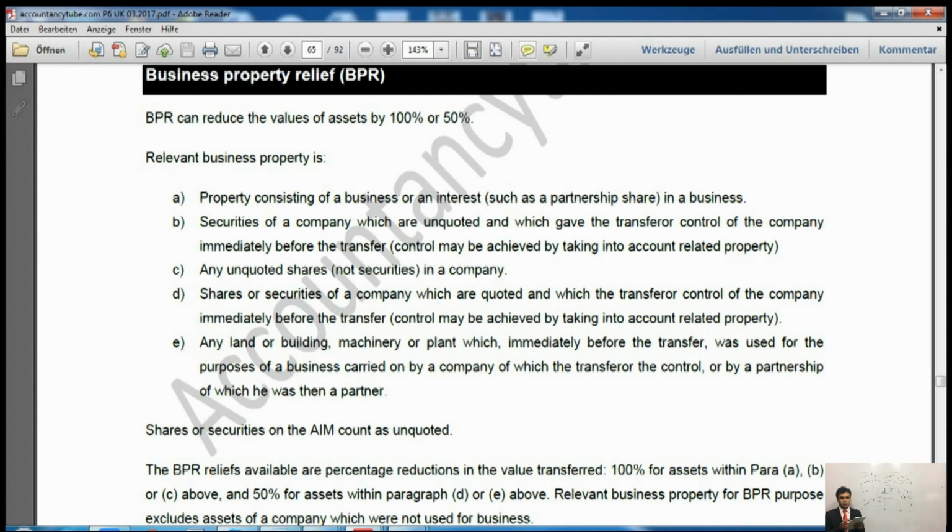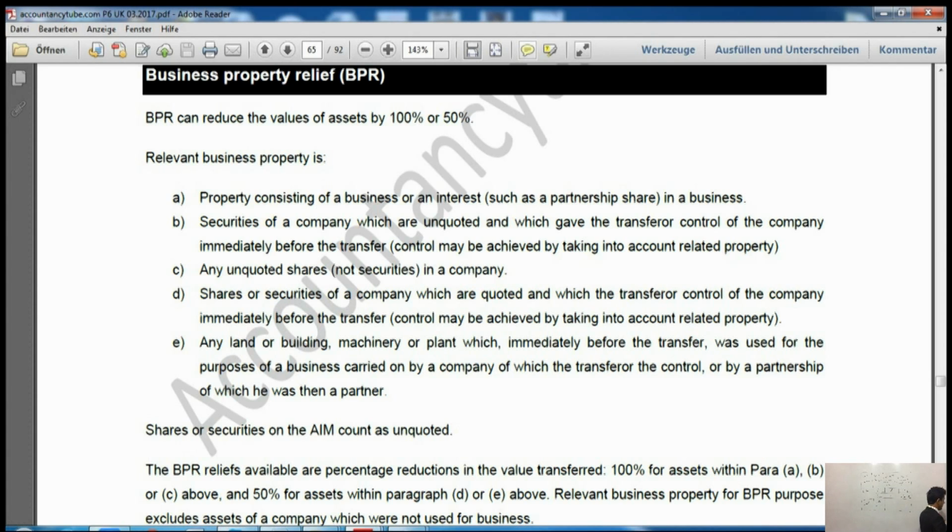Now, this is also mentioned just beneath that at the end of this note, so no need to write it down somewhere else. If you want, you can, but if you have a hard copy of these notes, then you can just write it down on the notes. If you do not have, then don't worry, it is already mentioned below. Now, the relevant business property is a property consisting of a business or an interest in a business, such as partnership shares.